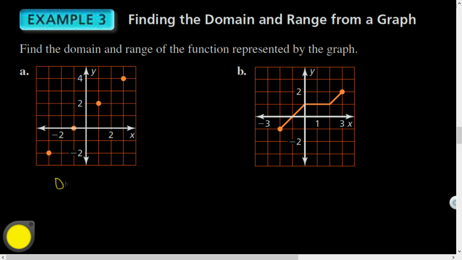So for problem A, the domain, it looks like it inputs at -3. I'm going to use this curly bracket notation here. -3. It looks like it inputs -1, right? It looks like an input is +1. And it looks like an input is +3. Those are the only input values I see for this function. If I told this function input 2, there is no output for 2, so that's not a possible input. Let's talk about the range.